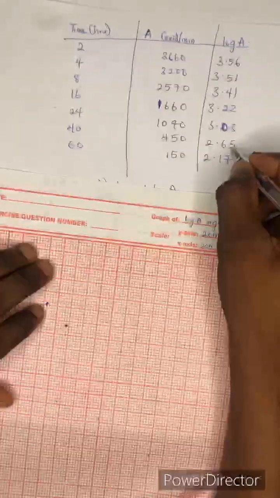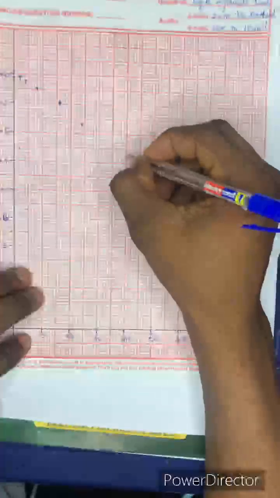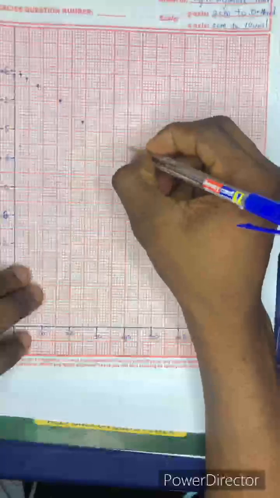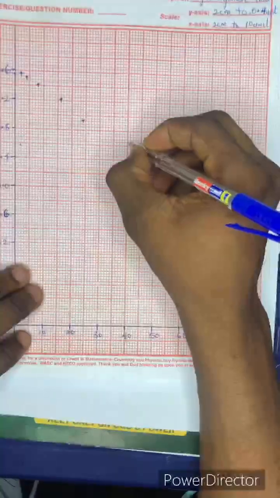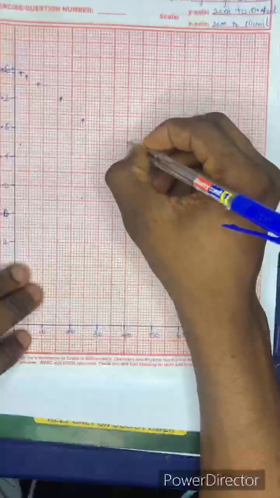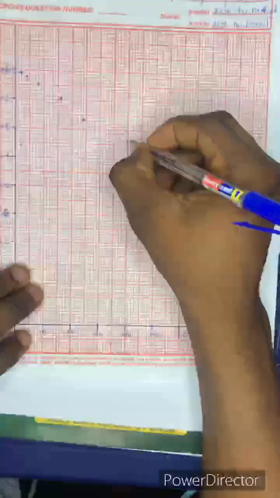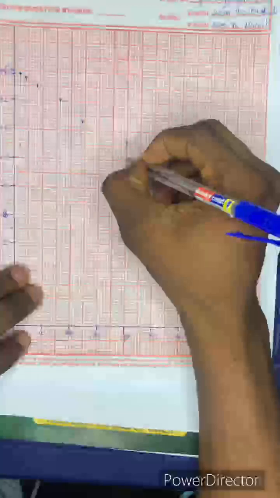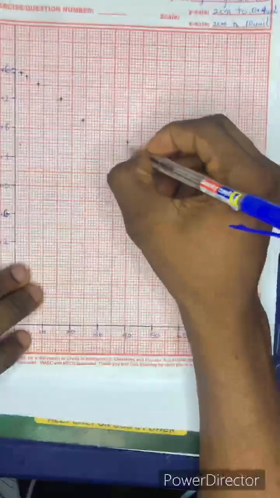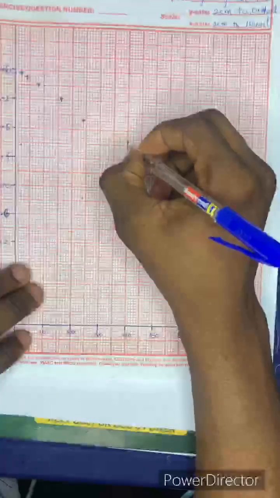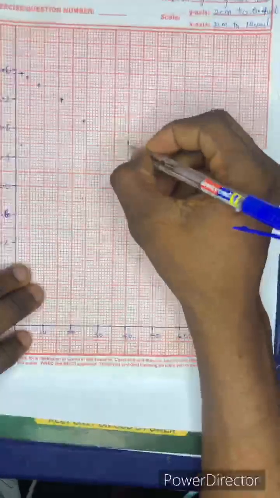And then the next one, not the last one, 40 against 2.65. This is 40. 2.65. This is 2. The middle should be 2.6. So let's find 2.6, 2.64. So 2.65 should be right above it. Now this is 2.4, 2.44, 2.48, 2.52, 2.56, 2.6. In case you are wondering how I know.